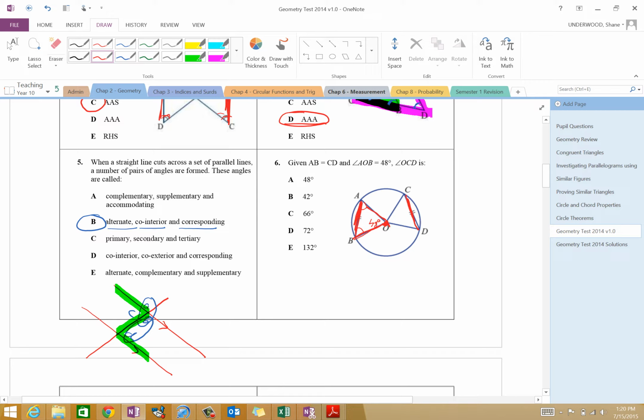Then angle OCD. Now, it's the same thing. These angles are going to be the same too. And what's this angle going to be in here? 48 degrees. Now, how many degrees in a triangle? 180 degrees minus 48 is equal to 132 degrees. Given that these two angles here are going to be the same, whether it be angle OCD or OAB, OAB is going to be half of 132, which is 66 degrees.